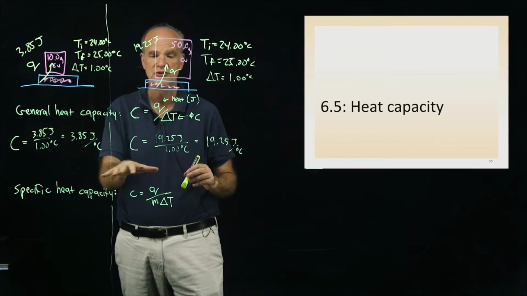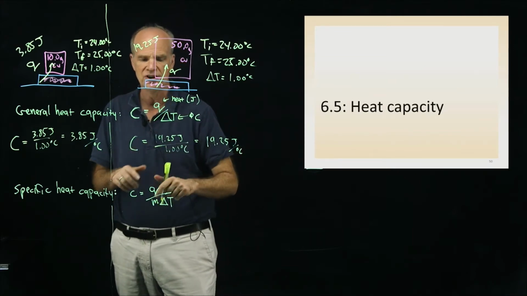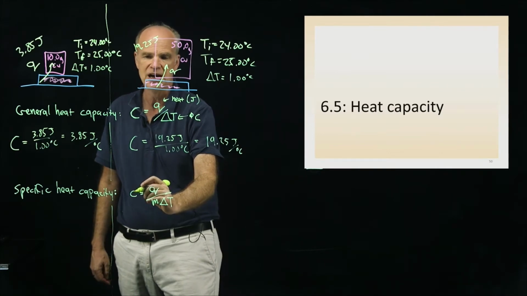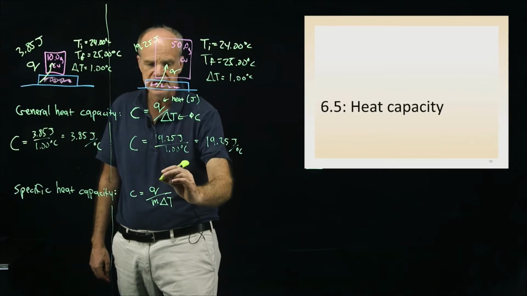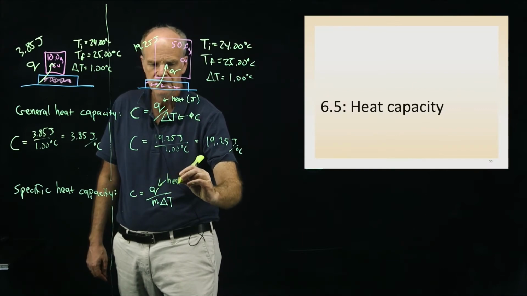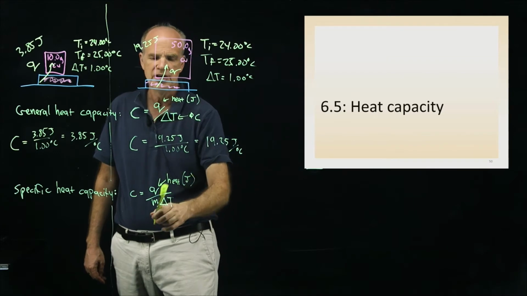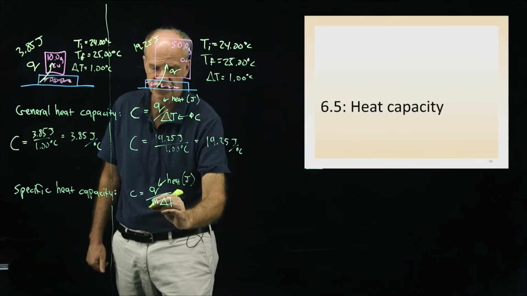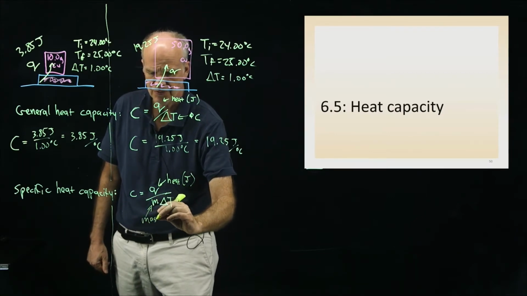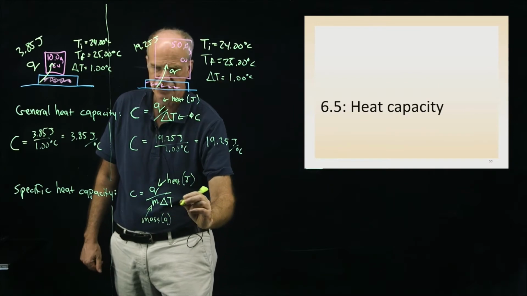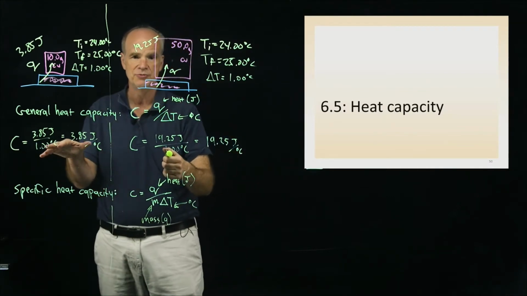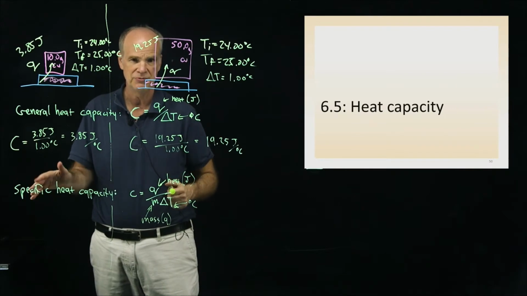Okay, so now let's move on to a slightly different calculation. Now we're going to calculate the specific heat capacity, and I have the formula here. It's modified a little bit. Specific heat capacity, represented by a little c, is equal to the heat, Q, in joules, divided by m, the mass of the material you're heating up, in grams, times delta T, in degrees Celsius. Now that we've calculated the general heat capacity of these two blocks, let's calculate the specific heat capacity and see what those values are.